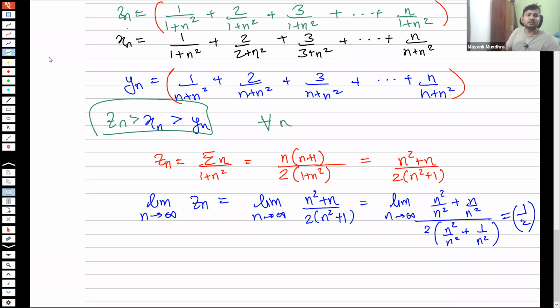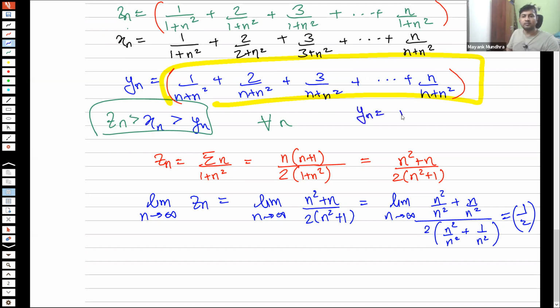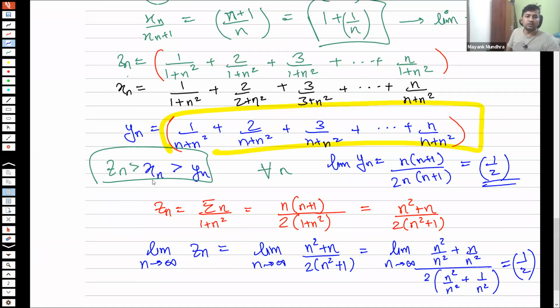Similarly, you look at this sequence yn and apply the same formula. You will see that yn becomes n into n plus 1 divided by 2n into n plus 1. n square plus n is n into n plus 1, so this just becomes half. So yn is the sequence of halves, and the limit of yn will be equal to half. Now this Zn sequence is tending to half, this Yn sequence is tending to half. So the Xn sequence, which is sandwiched in between them, has no option but to tend to half.